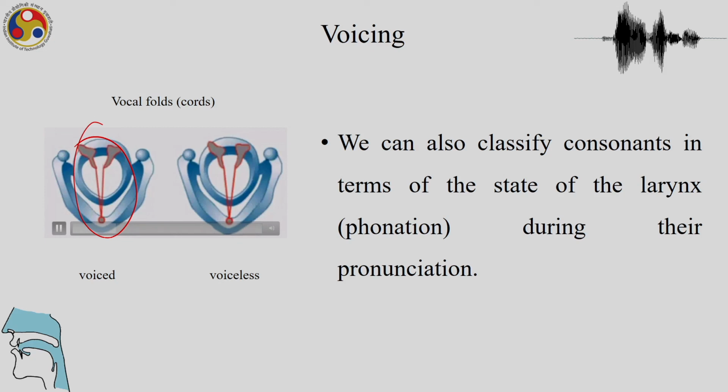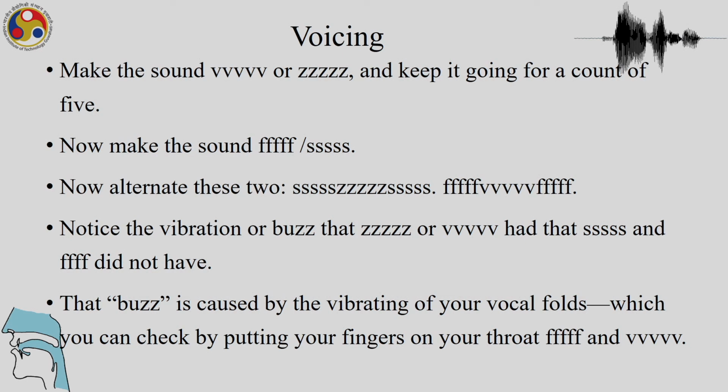We can classify consonants in terms of the state of the larynx during their production, that is, whether there is voicing or whether the state of the larynx is voiceless. Now we have understood so far what manner of articulation is. It could be stop, fricative, approximant, you have complete closure or partial, as you saw. And then we have place of articulation, the place inside the vocal tract where some obstruction is made to produce a sound.